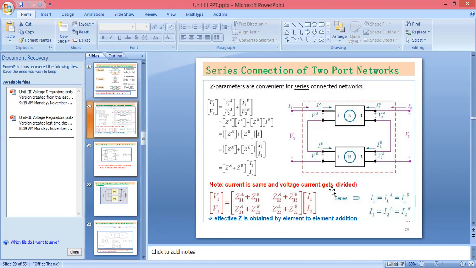When we are connecting Z parameters in series combination, we are taking two ports. After that, we are making the series connections at the input as well as the series connections at the output. You can see here also I am connecting in series directly.